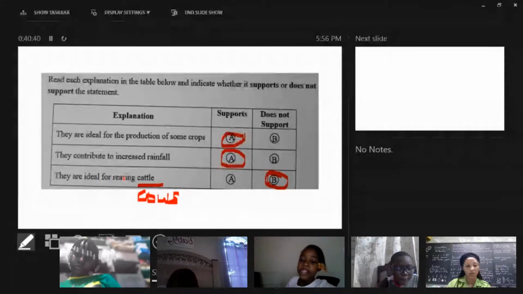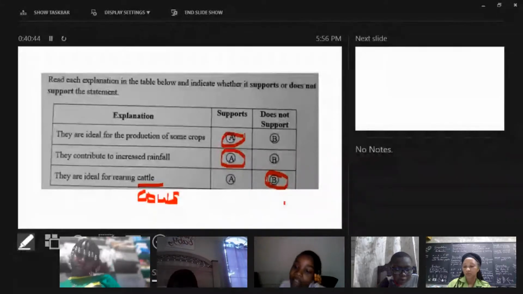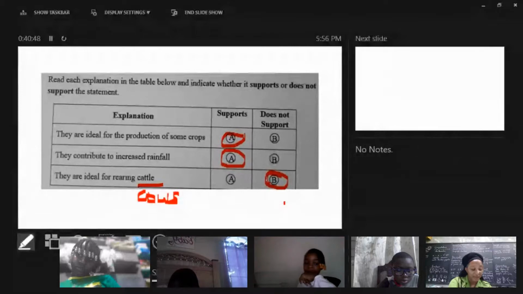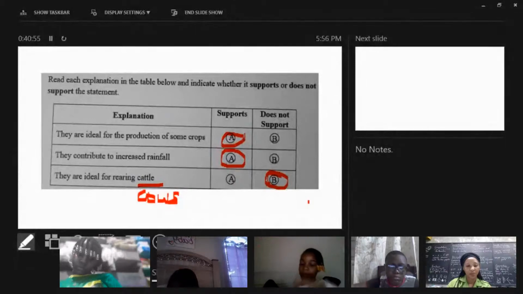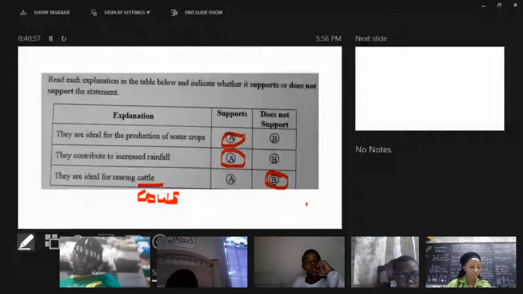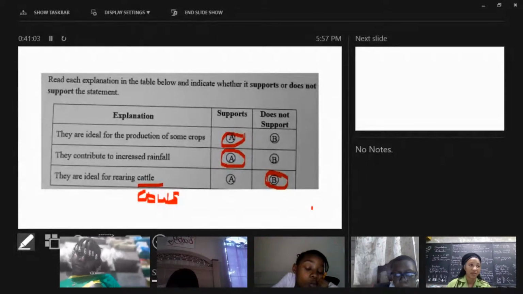So someone said in chat that it asked if it supports, not if it's a fact. It being a fact supports the statement. You understand? So it's pretty much saying the same thing.